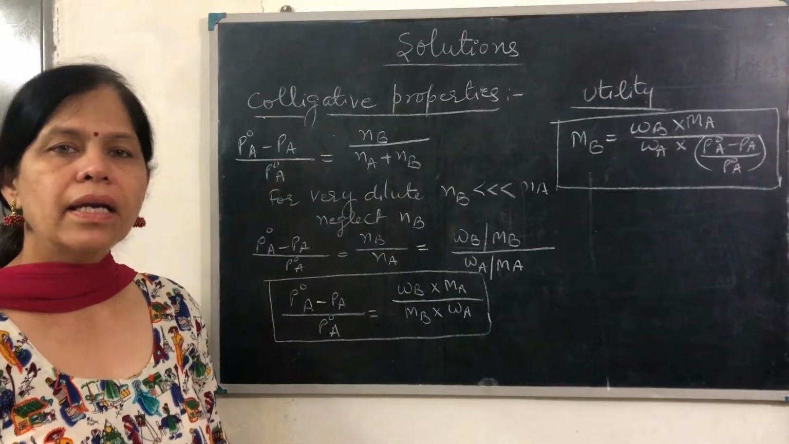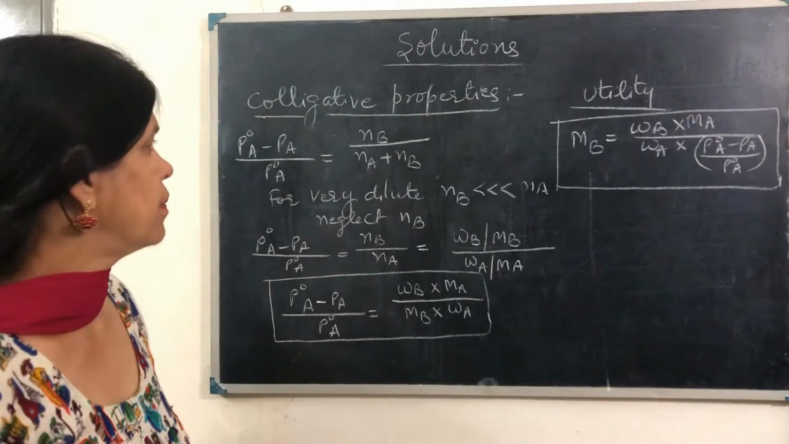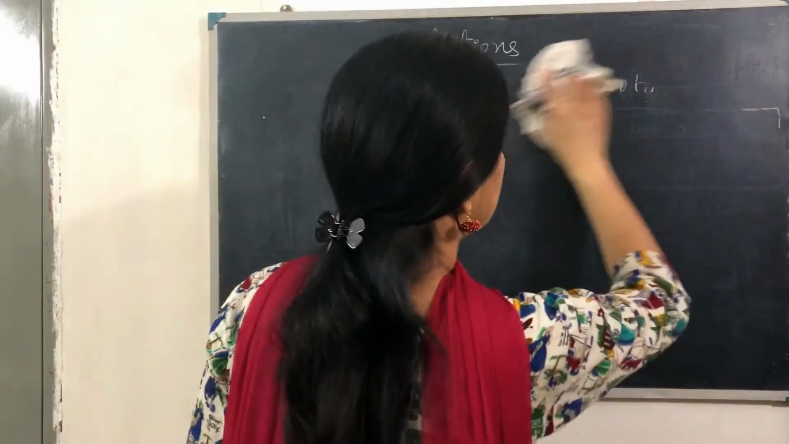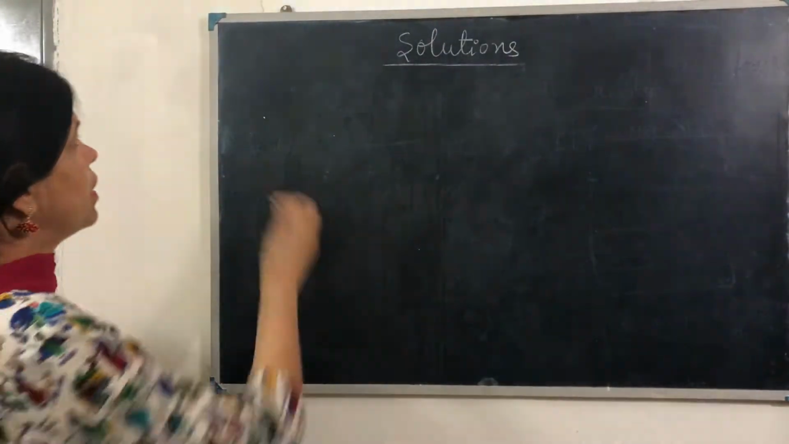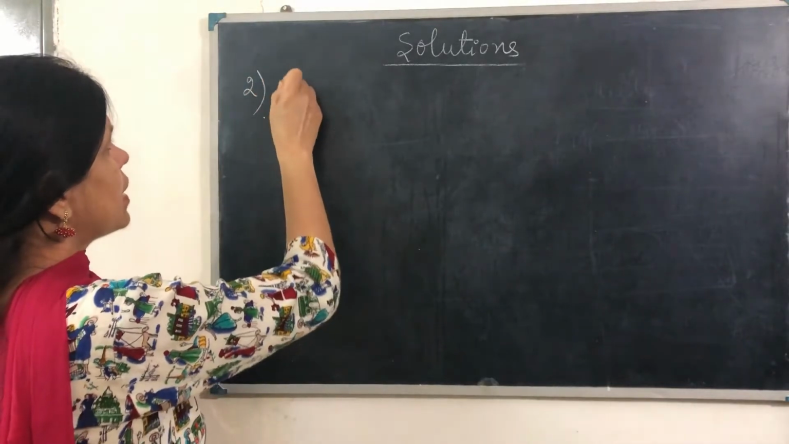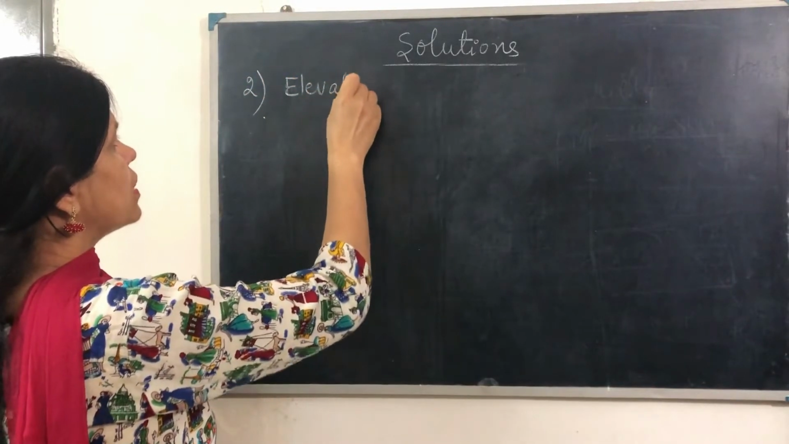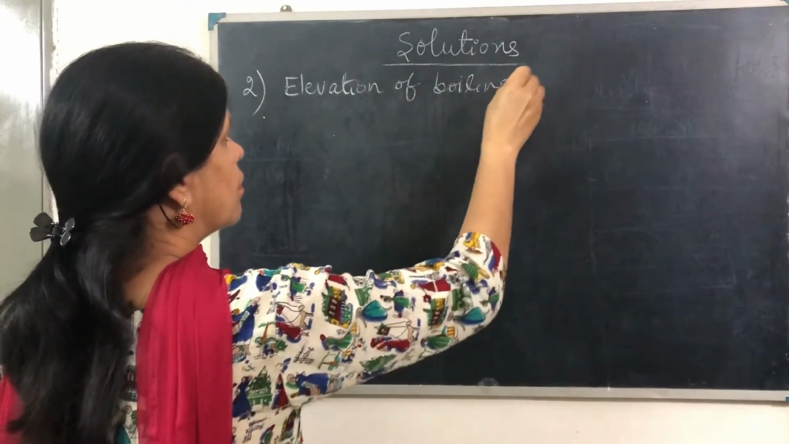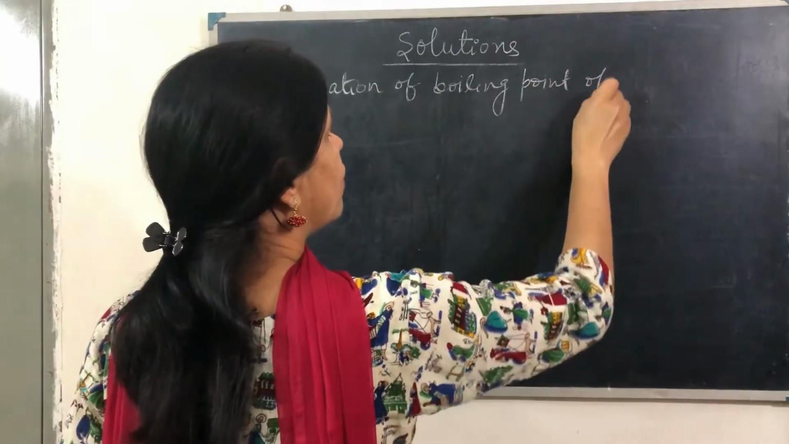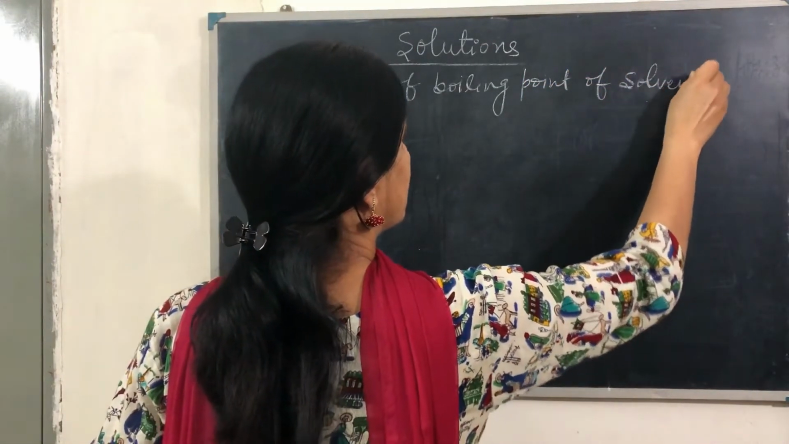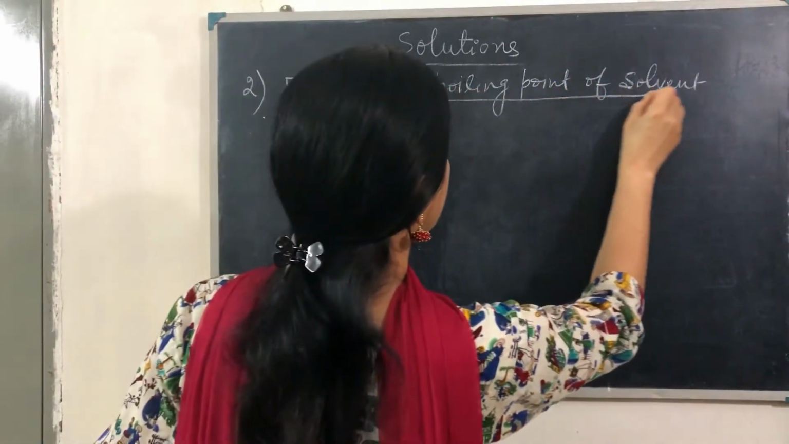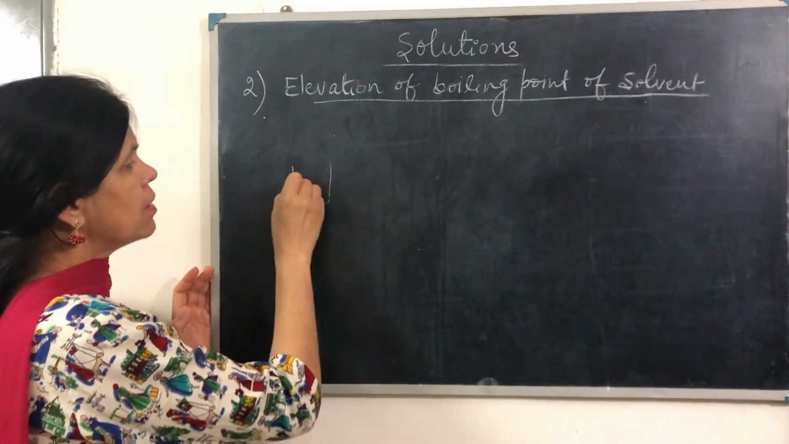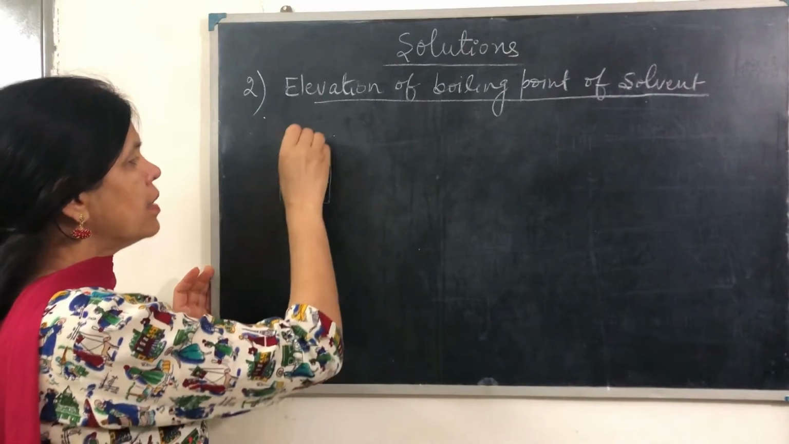Let's move to the second colligative property of solution. The second colligative property is elevation of boiling point of solvent. But before that, I'll discuss what is boiling point. Again, I'll take a container. Some solvent is taken into this and it is a closed container.